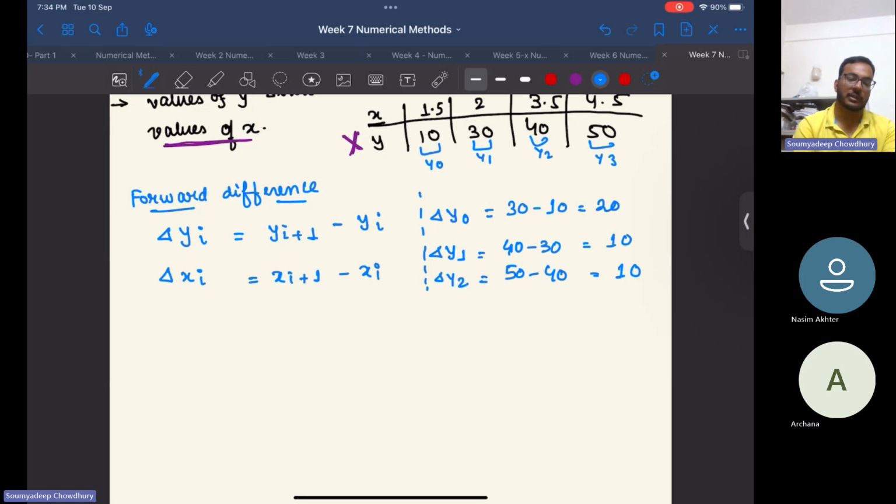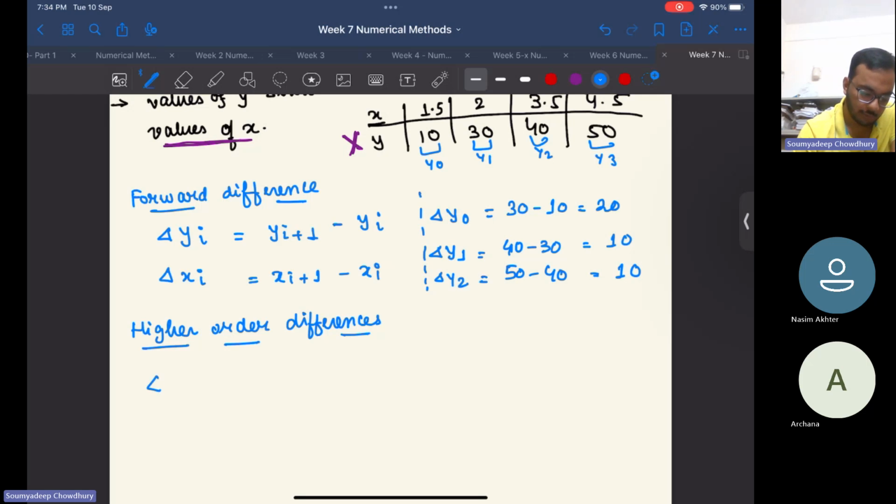This is called the forward difference because we are moving in the forward direction. For delta y0, we are looking at y1 minus y0. Similarly, for delta y1, we are looking at y2 minus y1, like that. So this is the first order difference. Now if I want to find out higher order differences, how will I do it?